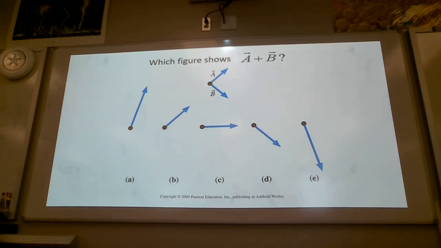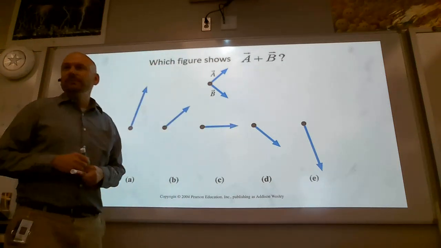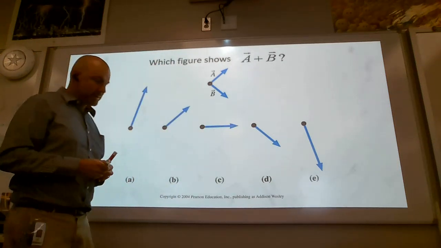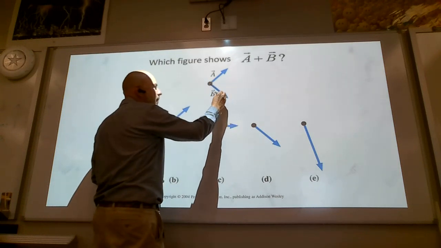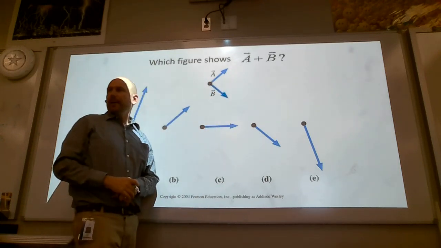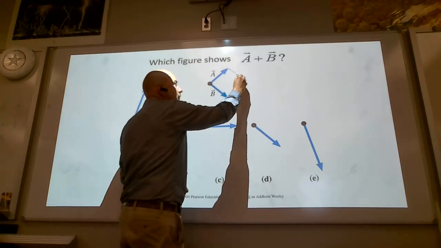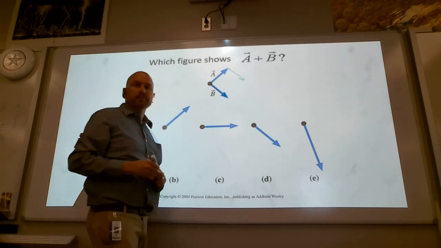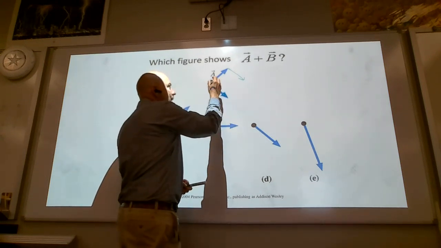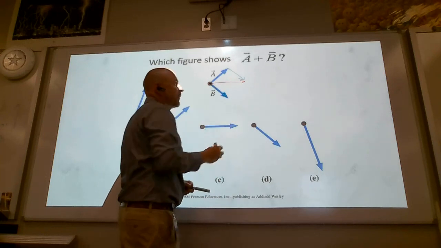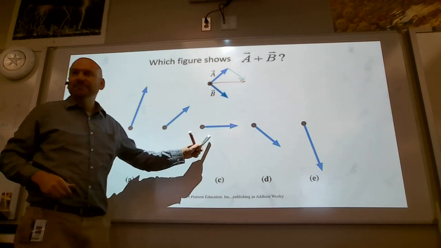Okay. Correct answer is? All right. I'm going to make B green. Okay. I'm going to cut and paste one of those. Okay. And then I start at the origin and draw away. C.